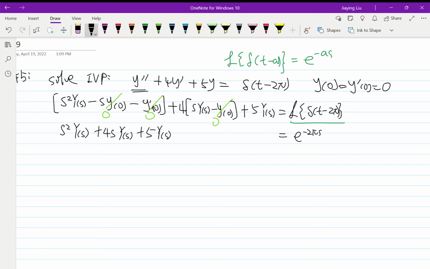Is that kind of helpful there? So that's just the first step, the standard first step when you solve initial value problems. And we're just going to move on to the second step, which is we need to solve for capital Y of s. So let's factor it out first.